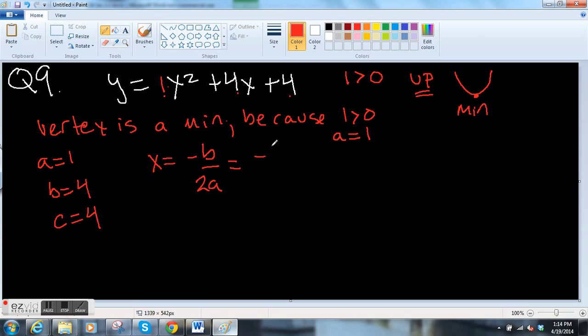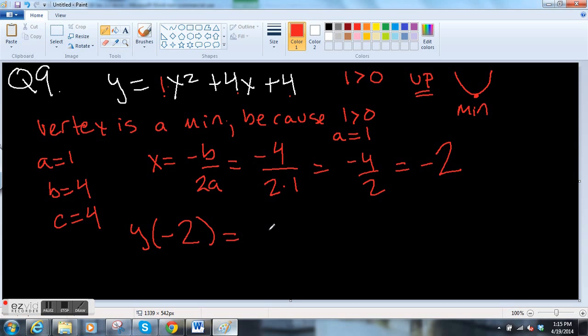That's probably something you're going to want to write on your note card. So negative b is negative 4. 2a is 2 times 1, so negative 4 divided by 2, yes, I'm going to go with negative 2. X is negative 2, but that's not a point, that's just the x coordinate. So now the function y evaluated at negative 2 is equal to negative 2 squared plus 4 times negative 2 plus 4.